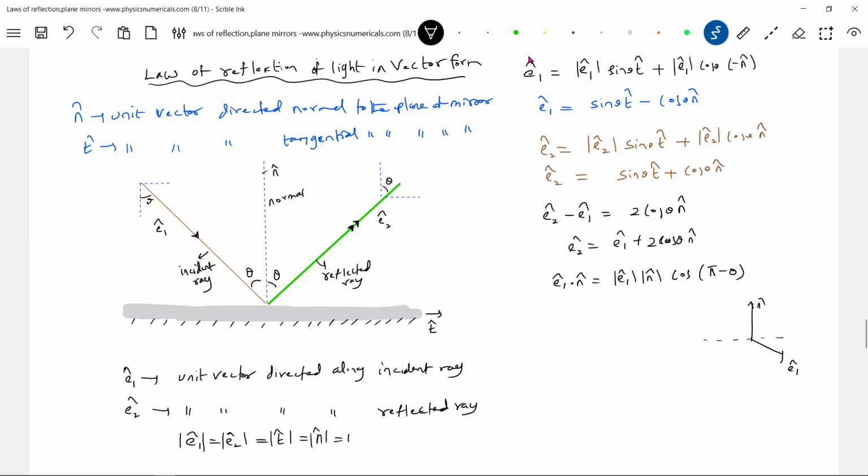This is the angle theta. So what can be this angle? Pi minus theta. So what is the dot product? A bar dot B bar should be equal to mod of A times mod of B times cos of the angle between those two vectors.